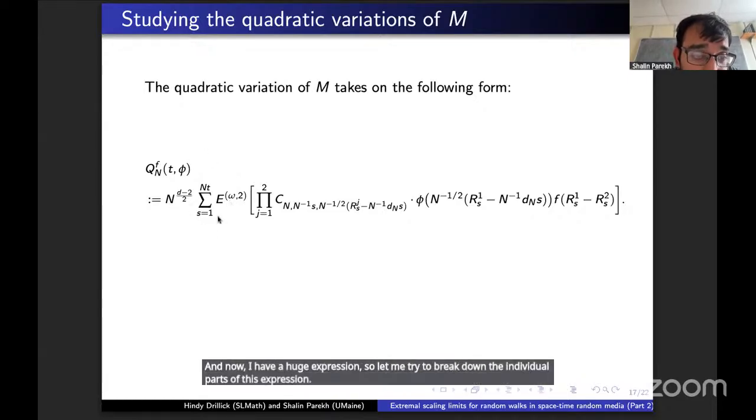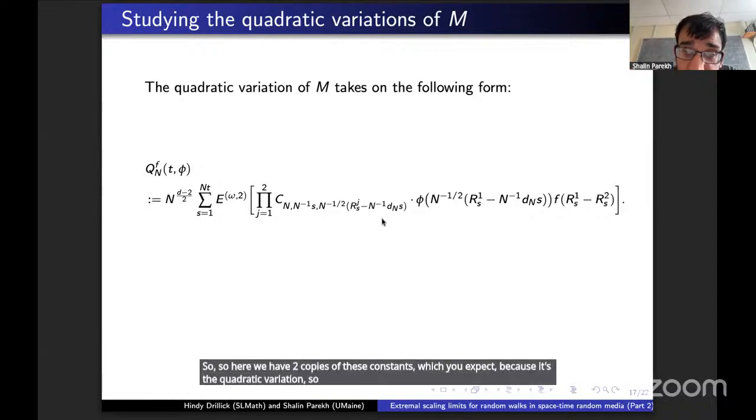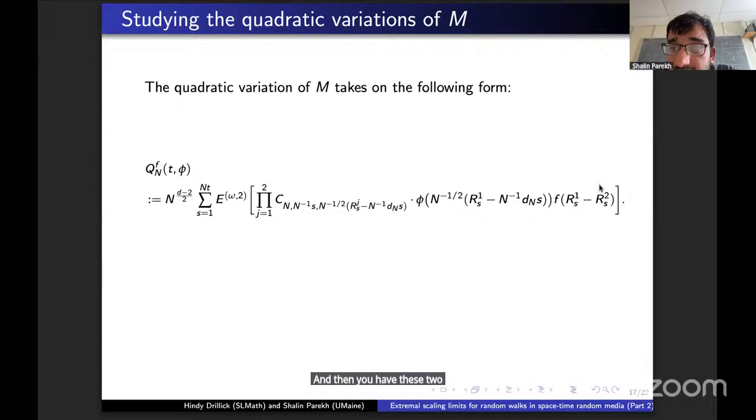And now I have a huge expression, so let me try to break down the individual parts of this expression. So I have a time average, then I have an expected value with respect to the quenched two-point motion, okay? And inside the expected value, there are three terms. So here we have two copies of these constants, which you expect because it's the quadratic variation, so you expect kind of a second moment type of thing appearing there. And then you have these two terms, phi and f.